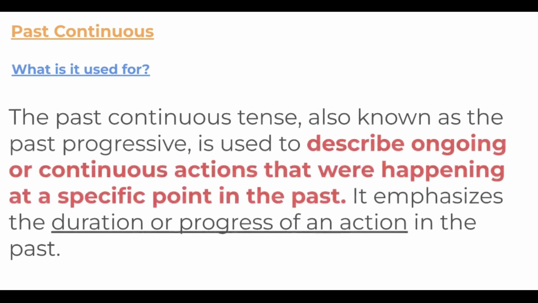Well, it's also known as the past progressive, and it's used to describe ongoing or continuous actions that were happening at a specific point in the past. So this can be confusing actually because it's ongoing even though it was in the past. It's quite an interesting concept to get our heads around, but it's emphasizing the duration or the progress of an action all in the past.